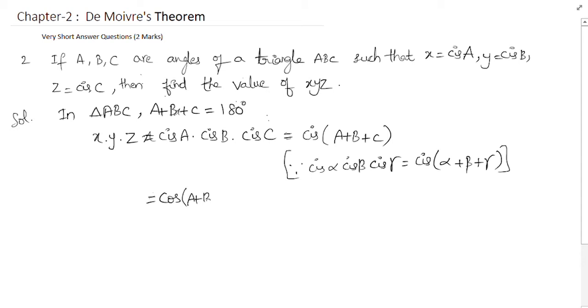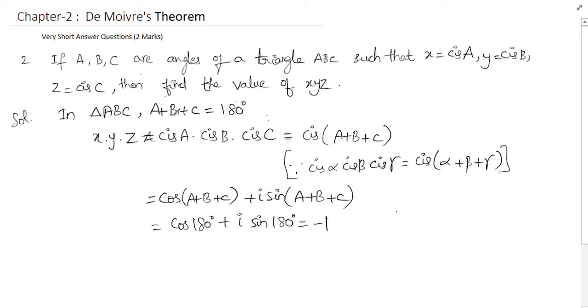So this will be equal to cos of A plus B plus C plus i sin of A plus B plus C, right? Which will be equal to cos of 180 degrees plus i sin of 180 degrees, which is equal to minus 1. So we know that A plus B plus C is equal to 180 degrees. So our solution is minus 1.